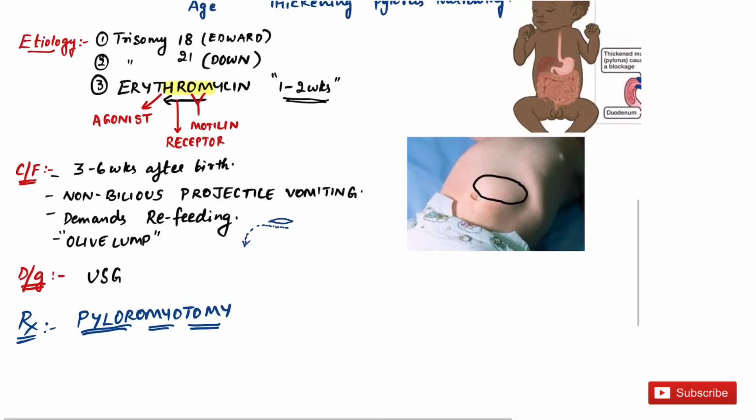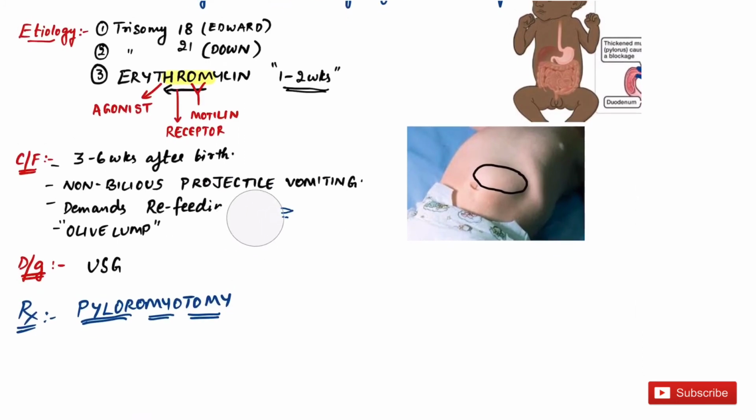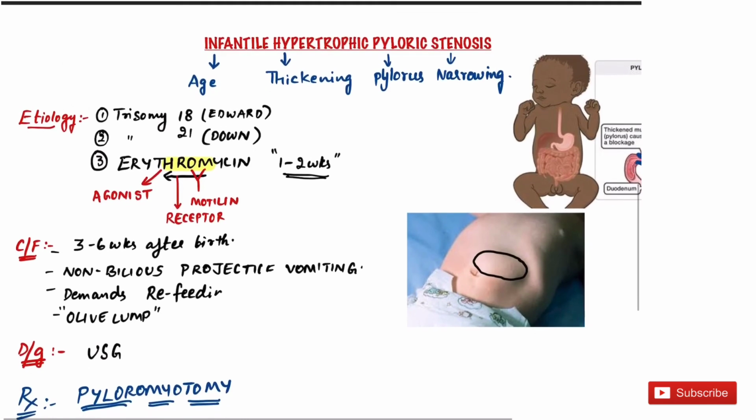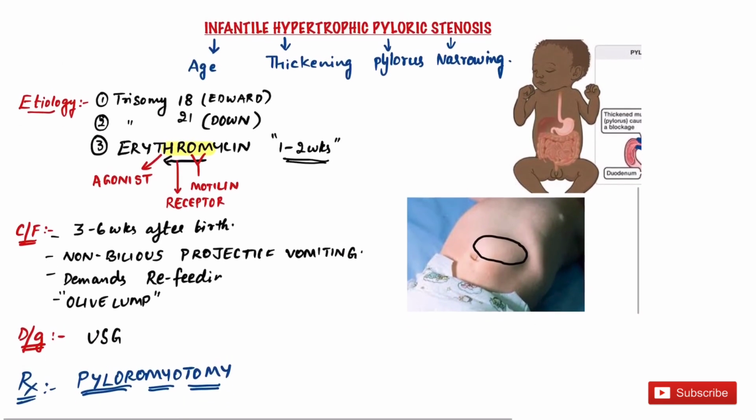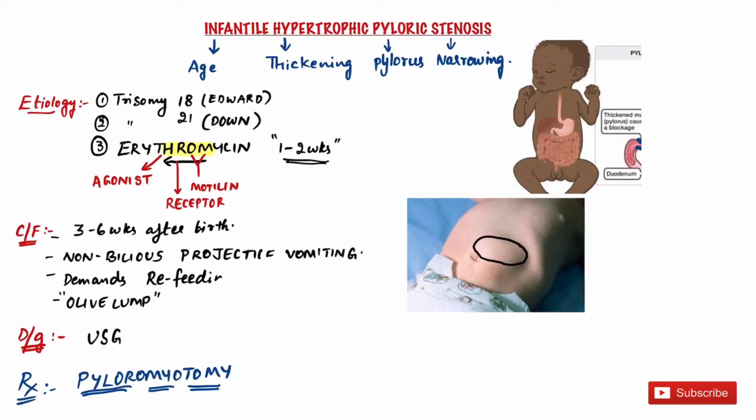Regarding this pathology, this is all you have to know, and the main point is the olive lump. In clinical cases, this disease is mostly associated with male children. So a male child presenting to the outpatient department, about 4 weeks of age, has non-bilious projectile vomiting, demands more feeds, and visually we can find the olive lump sign, and all this is related to infantile hypertrophic pyloric stenosis.